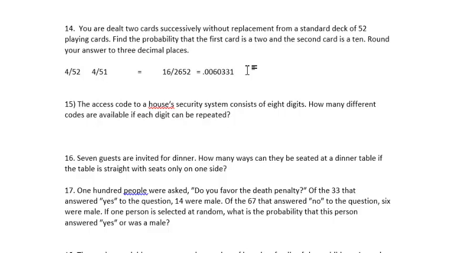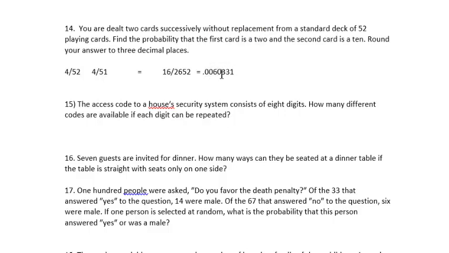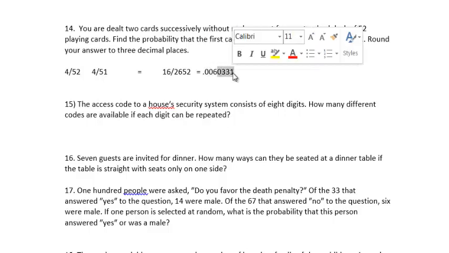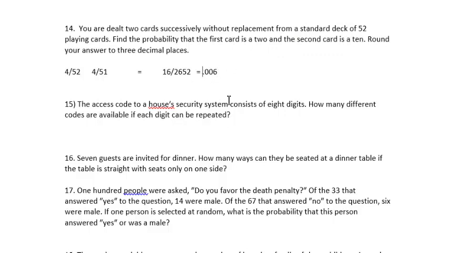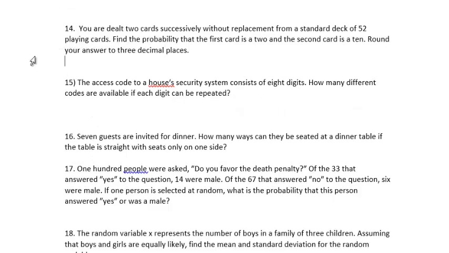0.00603318, etc., etc. But they ask you to 3 places, so these are our 3 places. Now the 6 we're going to round down because the next number is a 0, so our final answer is going to be this. Our final answer in terms of the probability of both of these things happening is 0.006, or about 0.6%.